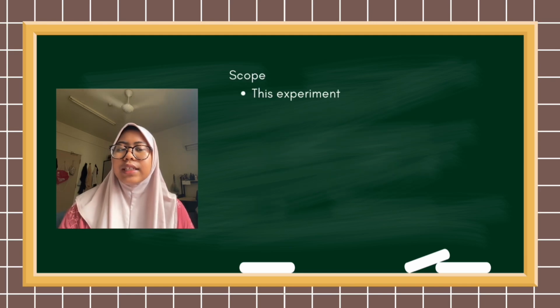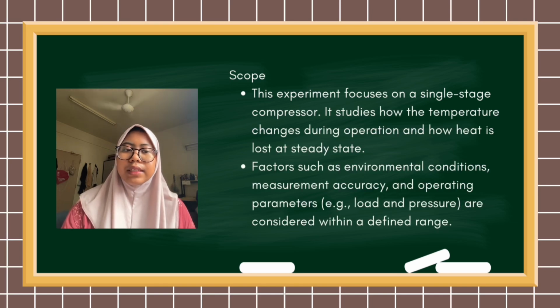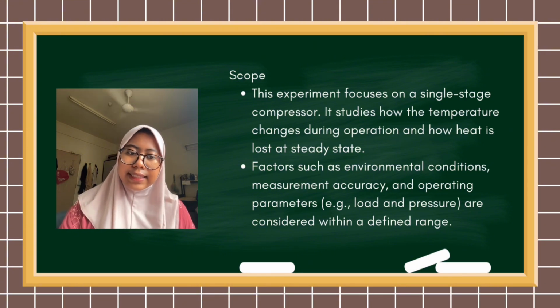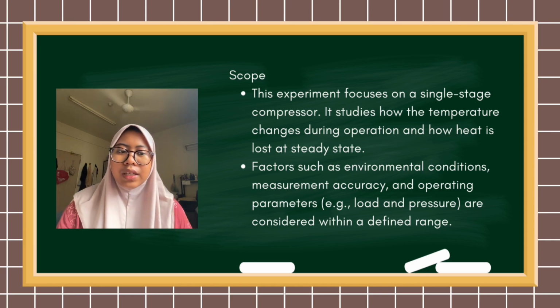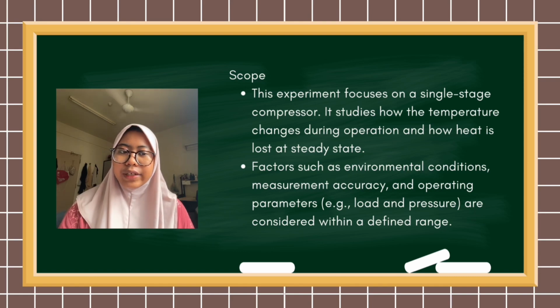So for the scope of this experiment, it is limited to the study of a single stage air compressor operating under controlled laboratory conditions. The analysis focuses on temperature variation over time and heat loss at steady state. Factors such as environmental conditions, measurement accuracy, and operating parameters are considered within a defined range. The study does not cover multiple compressors or extreme operating conditions beyond the experimental setup.